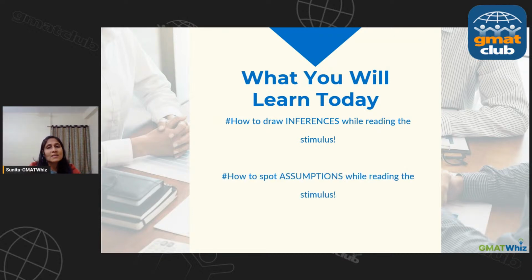How to spot assumptions while reading the stimulus, that is also what we're going to discuss today. And through all of this, we're going to solve a couple of inference and a couple of assumption questions.